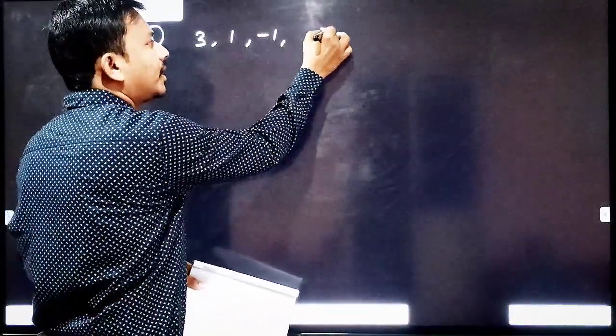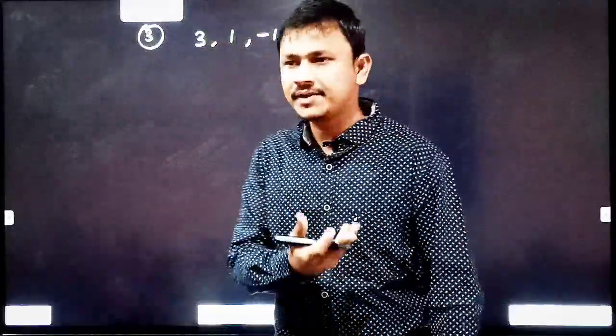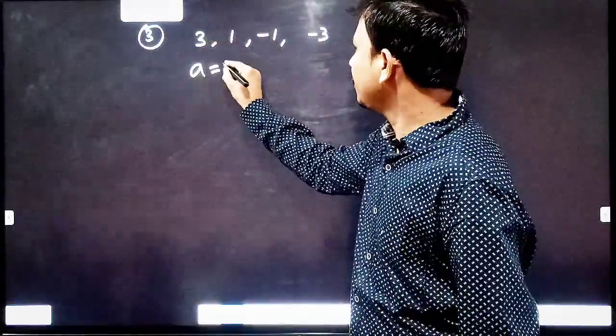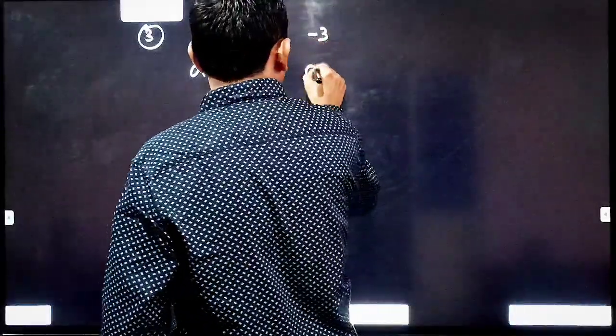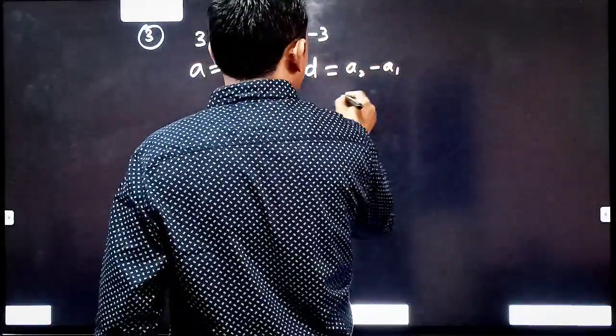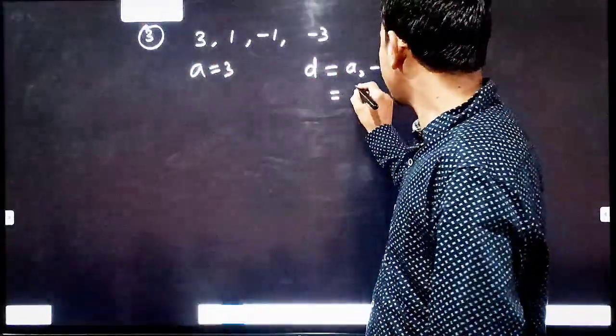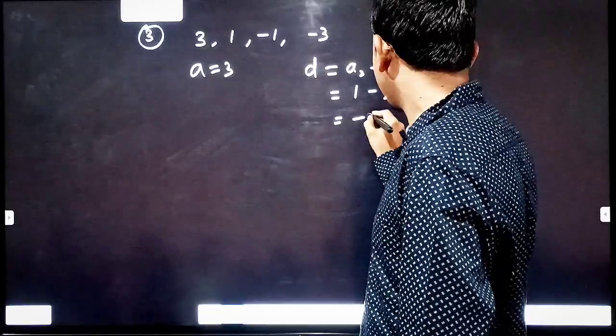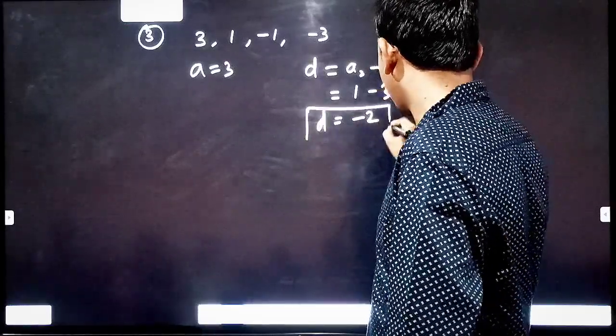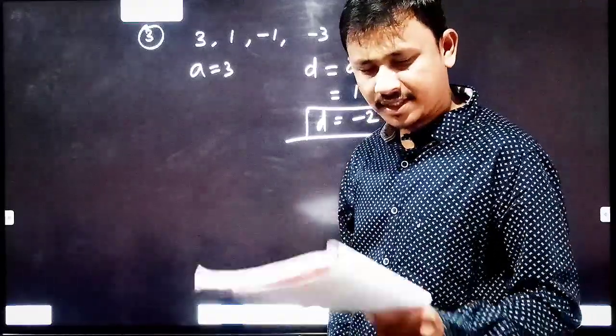These are the homeworks. One is, for the following APs, write the first term and common difference. What you need to find out? First term and common difference. 3, 1, minus 1, minus 3. What is the first term here? a is equal to 3. What is common difference? d is equal to a2 minus a1. What is the second term? 1. Second term is 1 minus 3. 1 minus 3 is minus 2. d value is minus 2. This is the first answer.